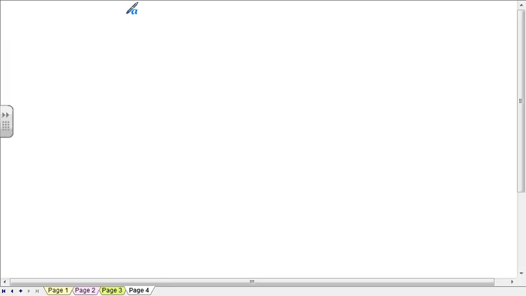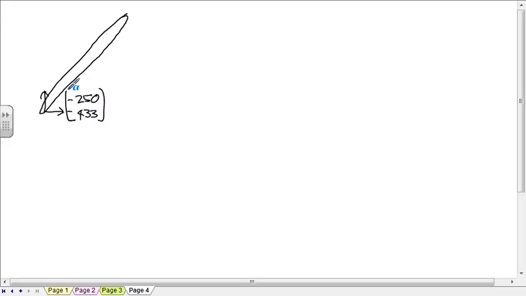So for body one, down at pin A, we have the force negative 250, negative 433. And up at the pin, we have the force on one by B, positive 250, positive 433.